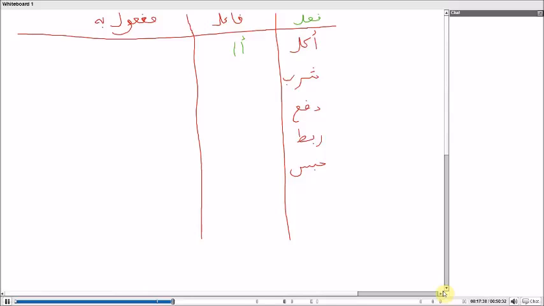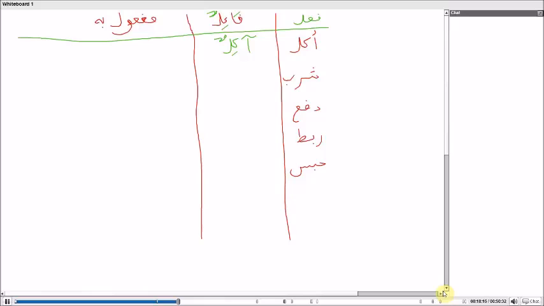And then we're going to put our other two letters. So we have fa'il, we're going to have akil. But we're not going to have two alifs together like that. What we're going to do instead, we're going to make them into a mad. We're going to say akil. He's the one eating.